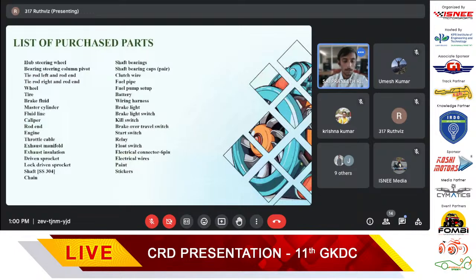There are some purchased parts because of no manufacturing, like the hub, steering wheel, tires, rims, wheels, brake fluid, master cylinder, engine, throttle cable, exhaust manifold, and insulation for the exhaust. Some electrical components, electrical wire, starter switches, kill switches, and also the shaft and chain, which is suitable for our engine pitch, are some of the majorly bought or purchased parts in our vehicle.